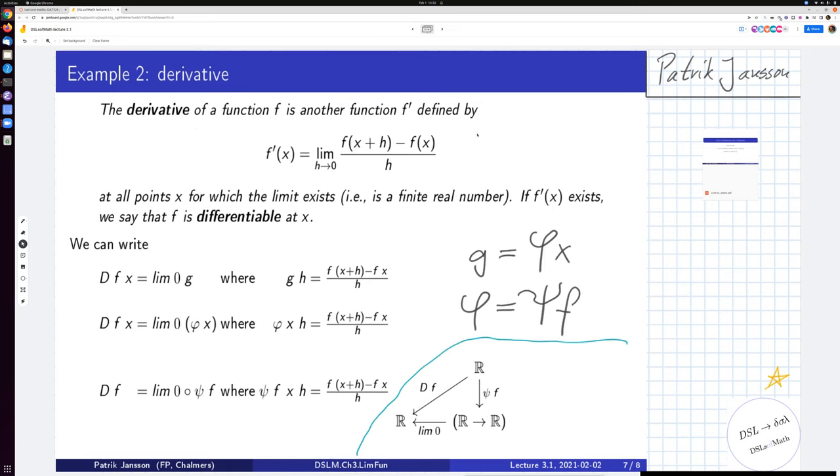So we take this one more step and define another function, psi. Now I can add one intermediate step here. So this is equal to the limit at zero of psi of f and x. The same case as I did before: g is actually a special case of a function, or a partially applied function phi to x. And phi, in turn, is a partial application of psi to f.